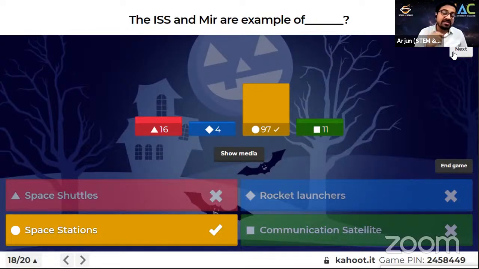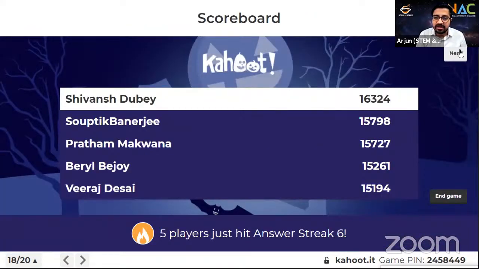Now, ISS, International Space Station, you can take a cue from that also. Whereas Mir, many of you might not have heard this name. Mir was the first space station, and it was in orbit a decade before ISS even started going to space. It was created by Russia, but for some reason, in the late 1980s, it got destroyed or abandoned. So with this, let's take a look at the scoreboard.